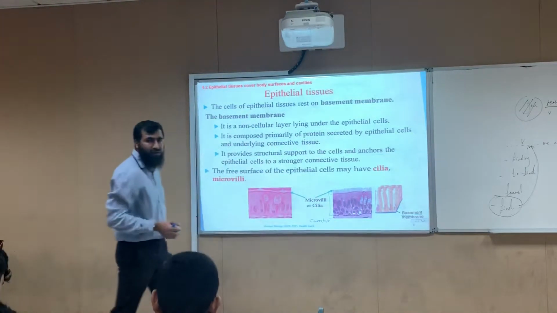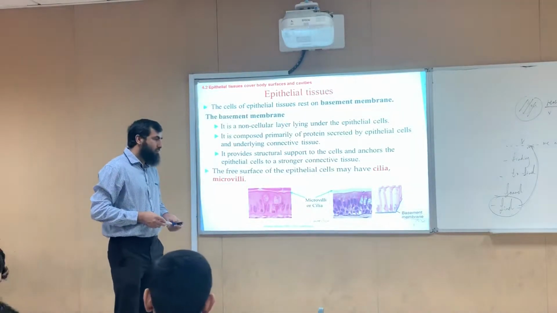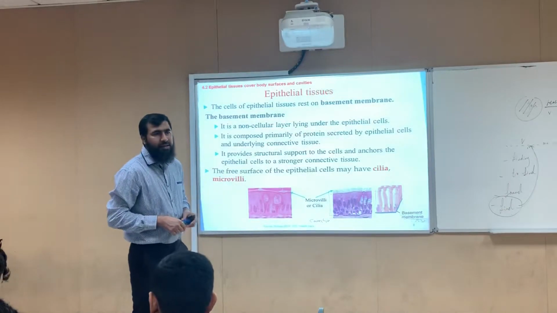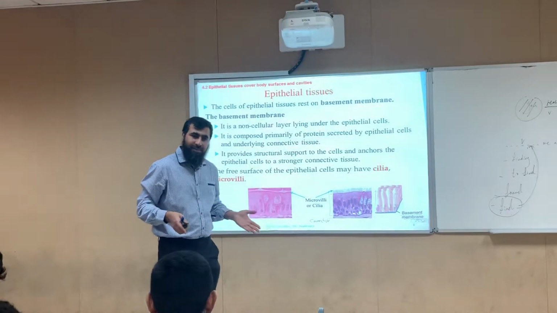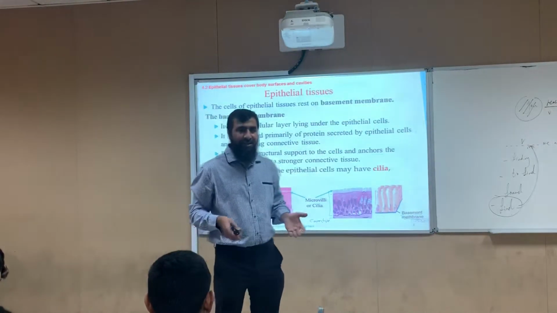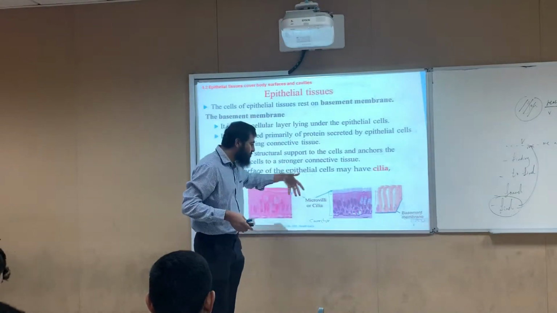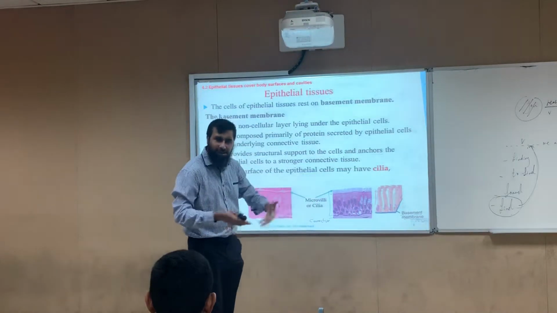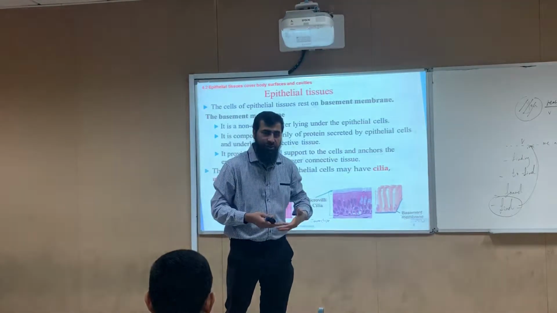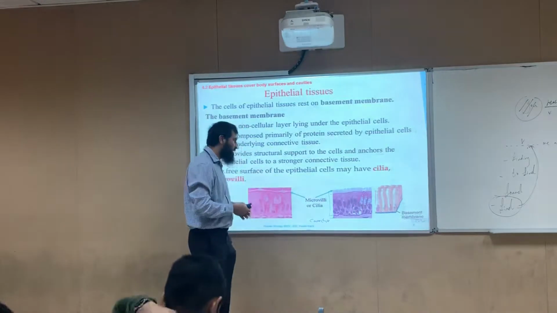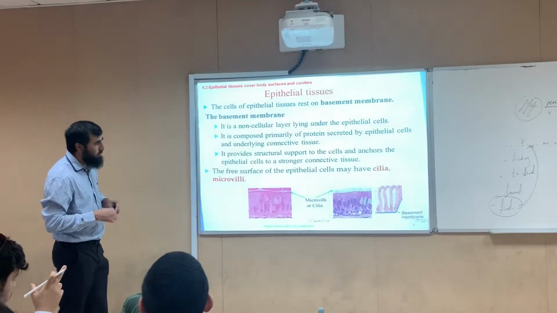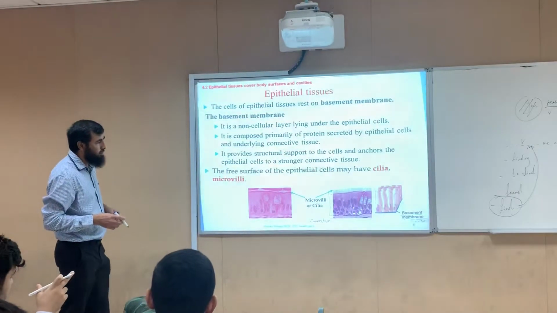So it's like a cell wall, it supports and holds. Well, it's not a cell wall. It's like a glue. It glues the epithelial tissue to the connective tissue. Because otherwise it needs some sort of connection between the two tissues. So it's an adhesive. And the above one, it's also connective tissue.